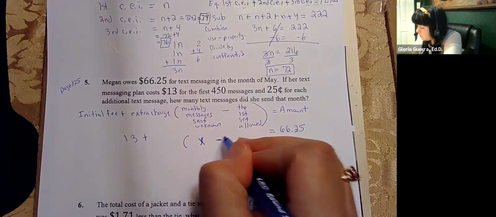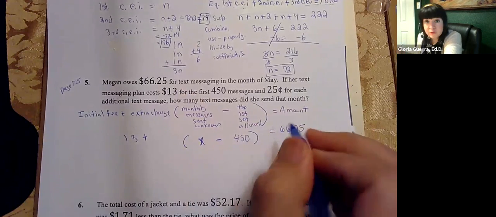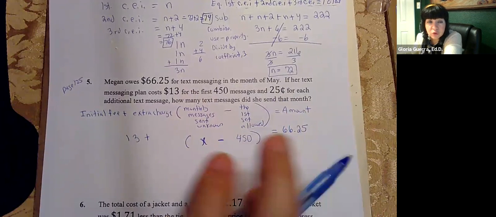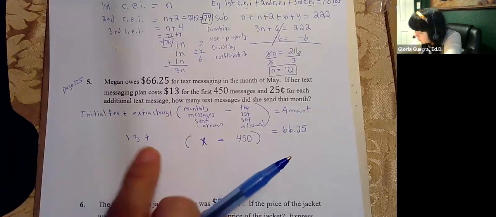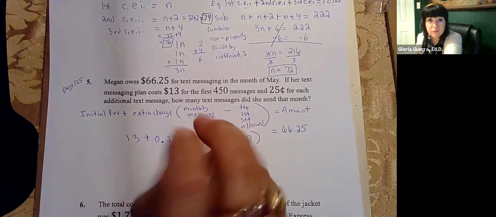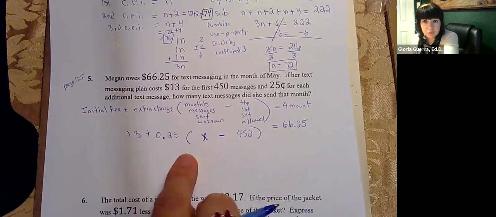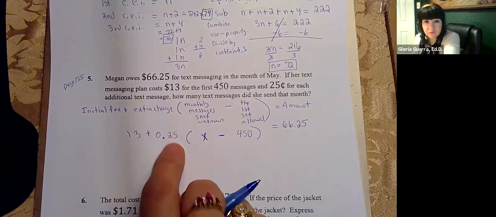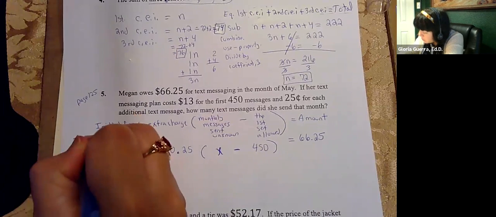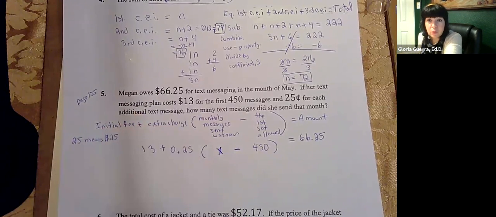Minus, and then the first set allowed, so that's a lot of messages. She's allowed 450. But if she goes over that, then they're going to charge her 25 cents. So that's the extra charge, 25 cents. This is important. Do y'all know that 25 cents is 0.25? That's important. Sometimes this is where the students make a mistake, right here with the charge. Sometimes they just put 25. If they only put 25, 25 means $25. They're writing that wrong.